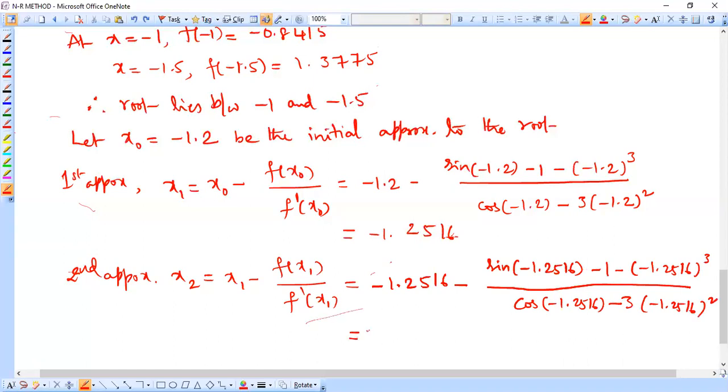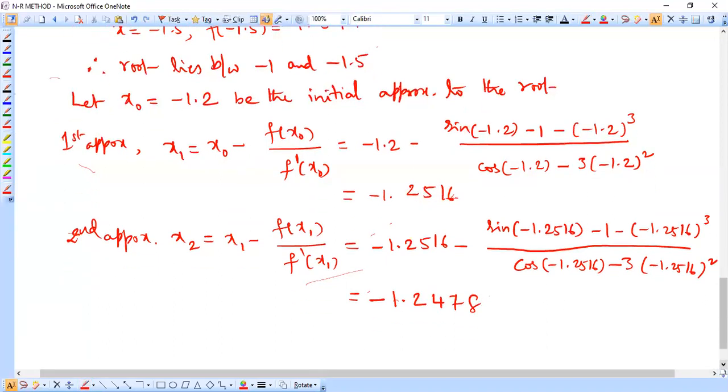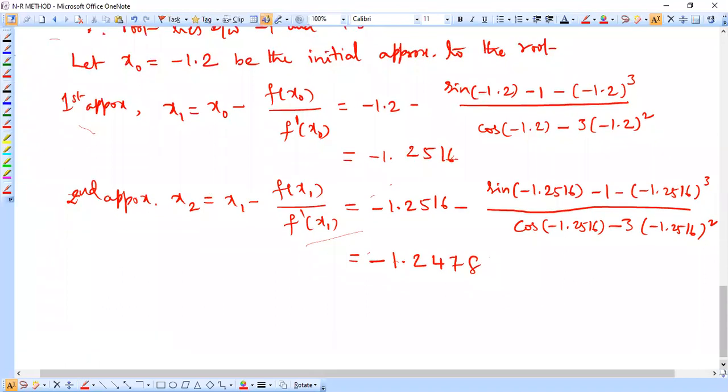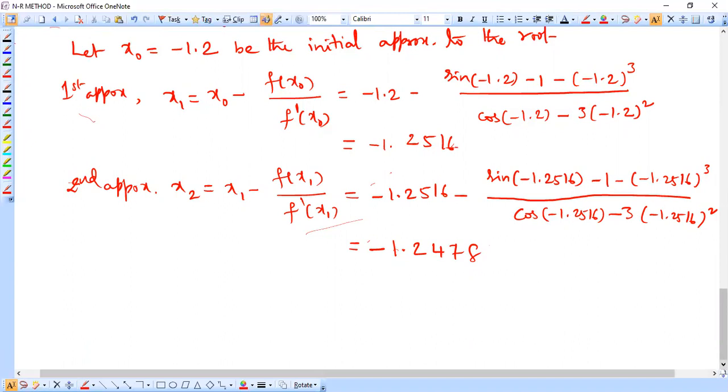So this leads to our value, and that gives the second approximation to the root, which is given by minus 1.2478. I have just rounded off to 4 decimal places here. Okay, you can increase the number of decimal places, so that the accuracy on the root converges faster. Okay, right? So this is my second approximation. Now let me take you to the third approximation to the root.